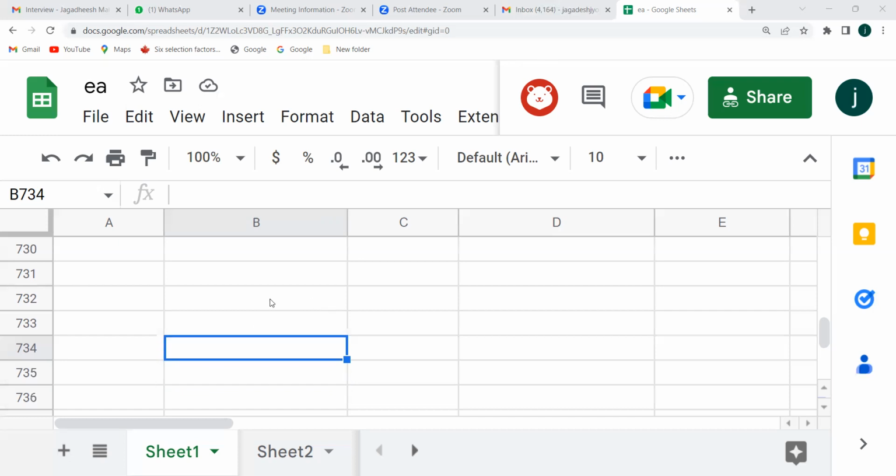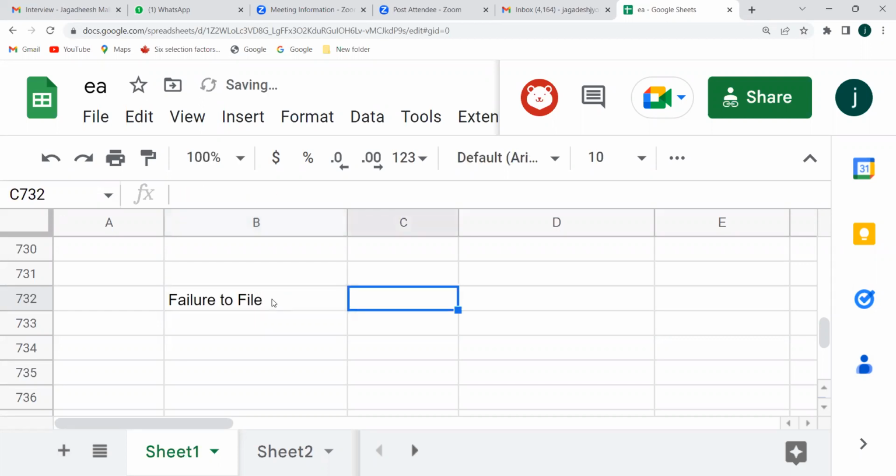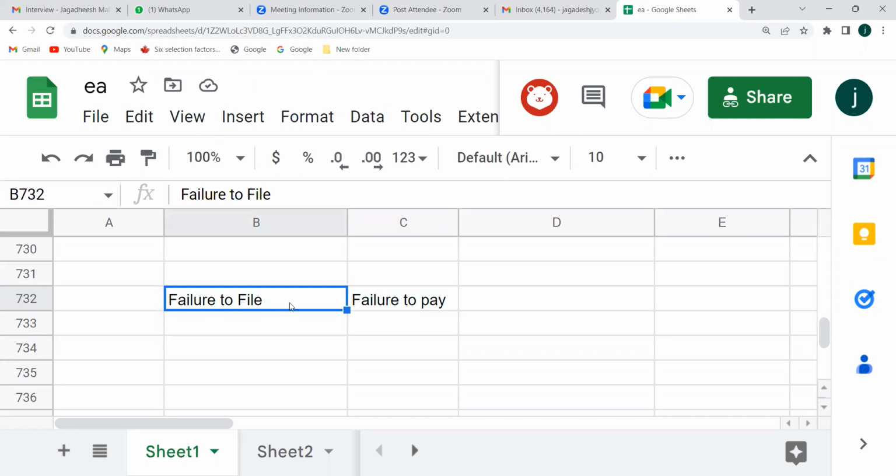So now we'll continue the previous session. Yesterday we had discussed two points. One is failure to file the return, and another one is failure to pay. So can anyone tell what is failure to file and what is failure to pay? There are two points here: failure to file the return, and failure to pay the amount.